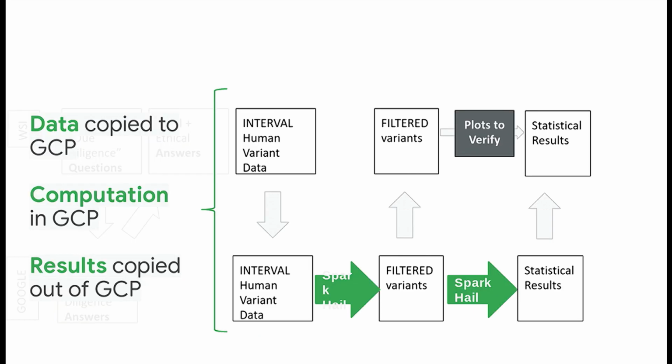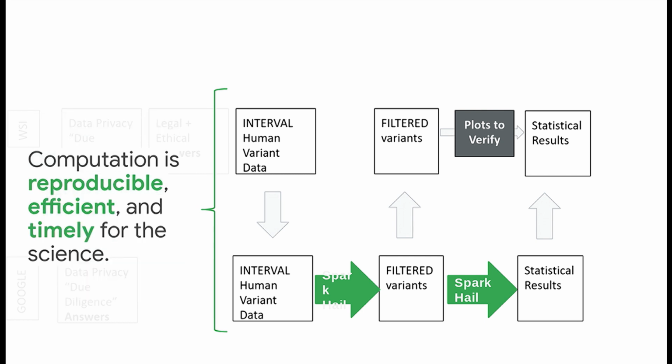Then the good bit started, right? We got the data into Google, we ran Spark and Hail to filter the variants. We took the filtered variants back out again, ran lots of plots to make sure the filtration was effective. When we realized it was effective, we ran Spark and Hail again to do the statistical analysis, and then took the results back out. And that all went swimmingly, right? It was reproducible, it was efficient, it was timely, everybody wins. This is a good thing. So GCP is doing really well.